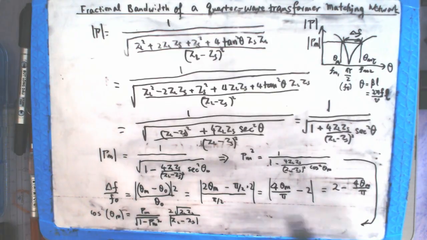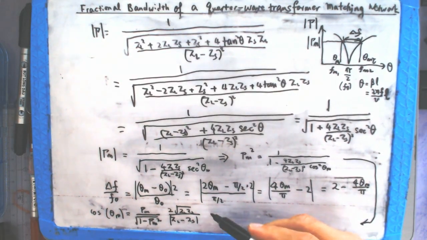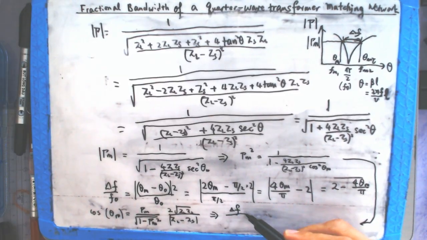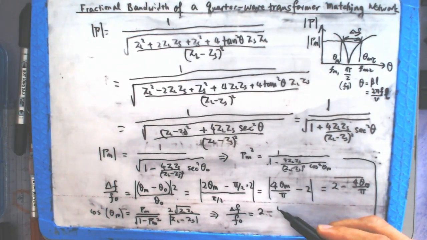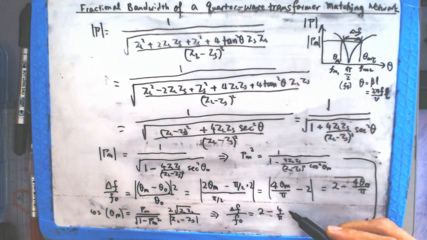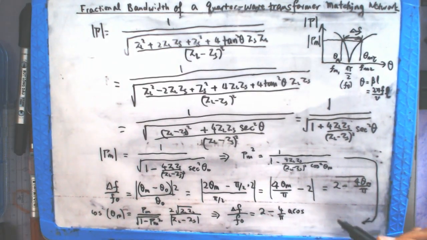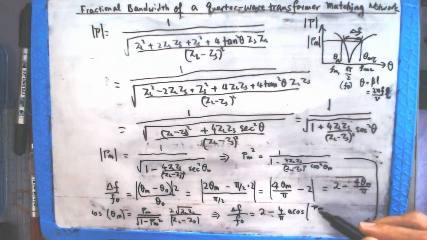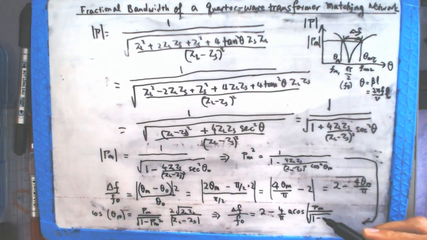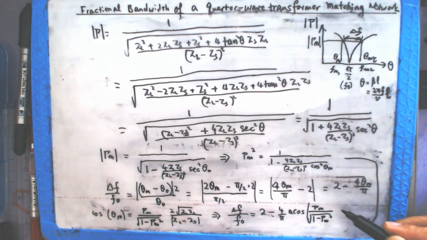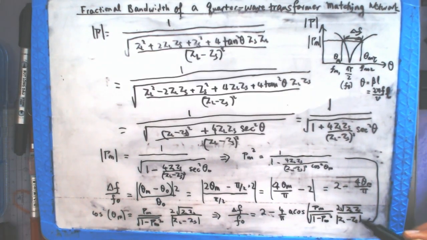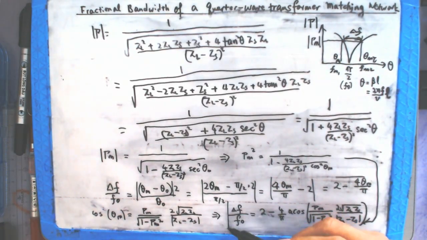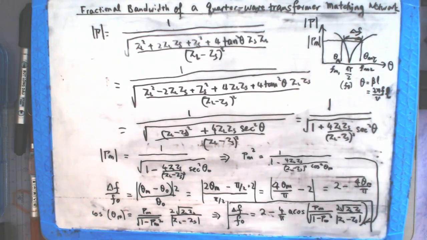So what we need to do is substitute this into this. As a result, what we get here is fractional bandwidth equal to 2 minus 4 over pi, and then cosine, 1 minus cosine square, and then so this is what you are going to get as a formula for the fractional bandwidth.